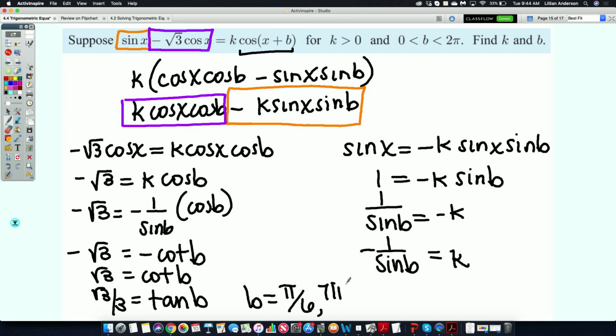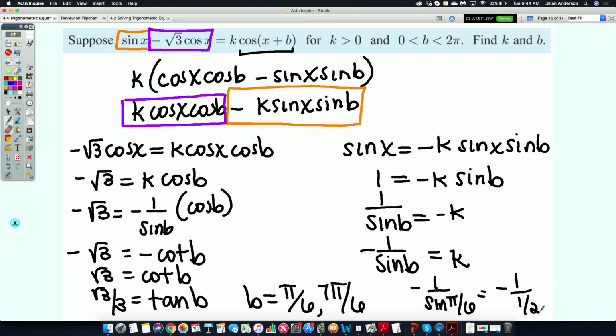Pi over 6 and 7 pi over 6. Okay? So right now we have b equals pi over 6 and 7 pi over 6. They both fall between 0 and 2 pi, but now I got to find k so that k is greater than 0. Don't forget about those restrictions up there. So if I plug in pi over 6, this becomes a negative 1 over sine pi over 6. What's the sine of pi over 6?